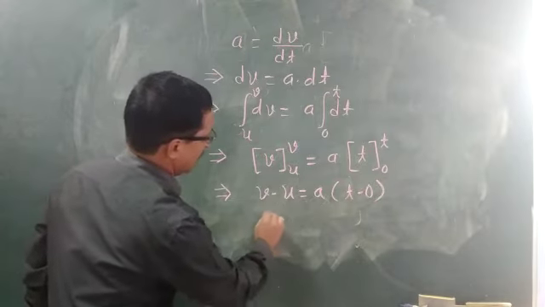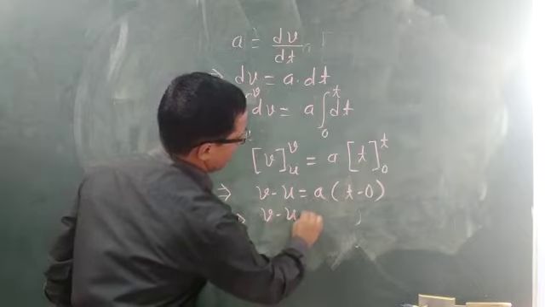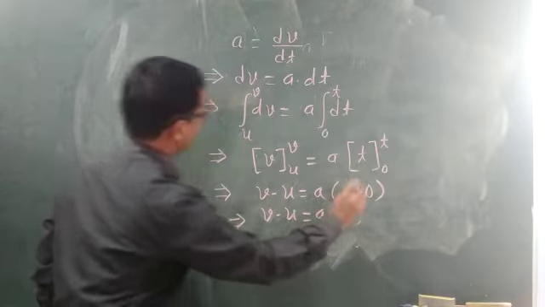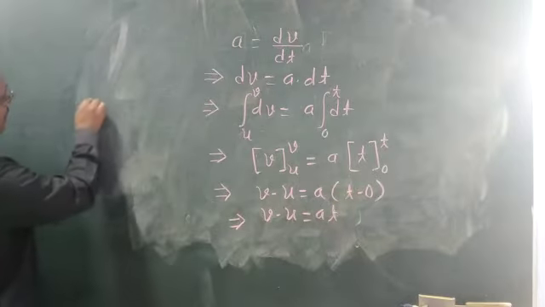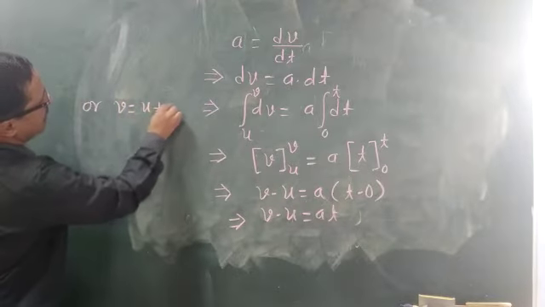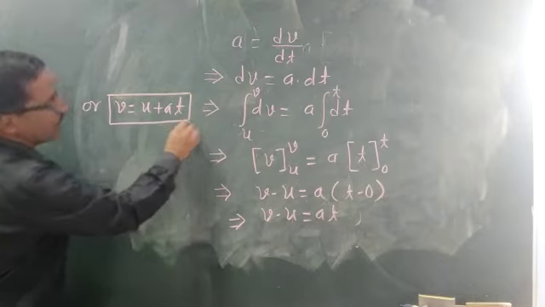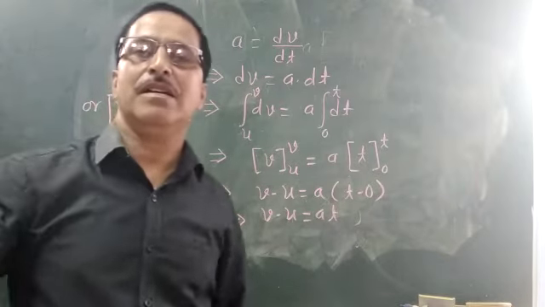This gives v minus u is equal to a into t, or rearranging this equation we get v equal to u plus at. This is the first equation of motion using the method of calculus.